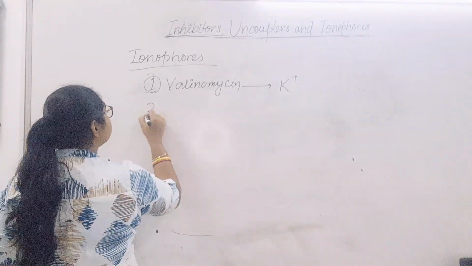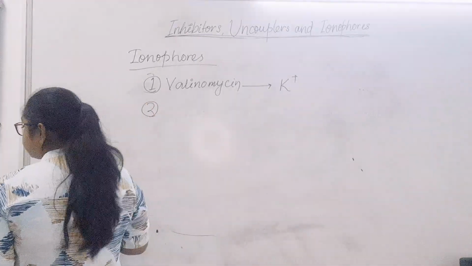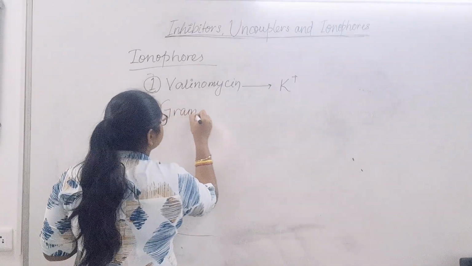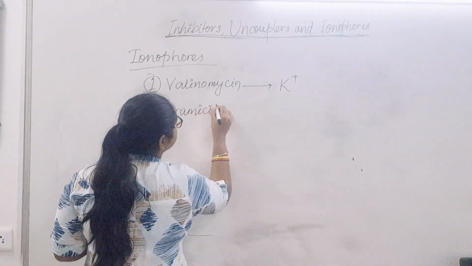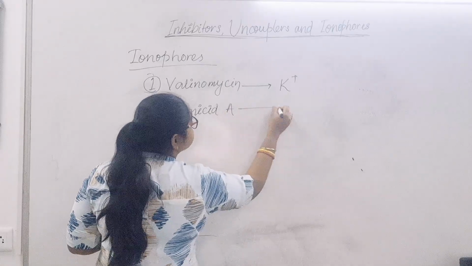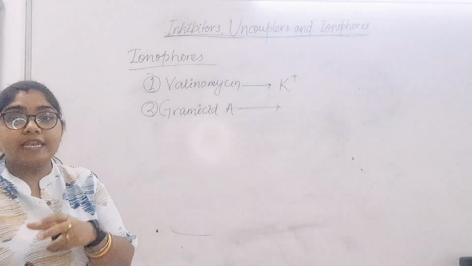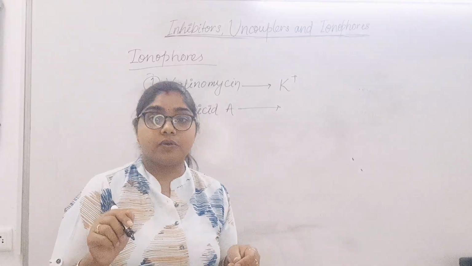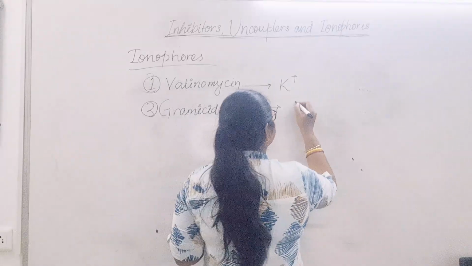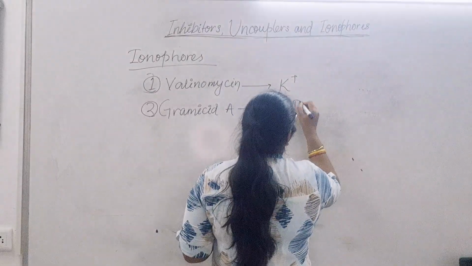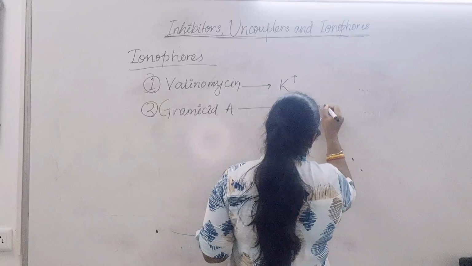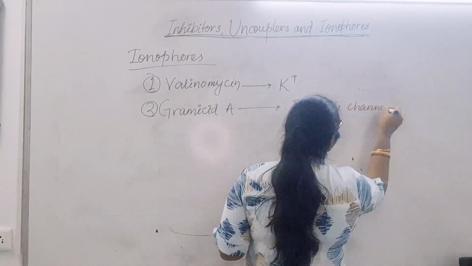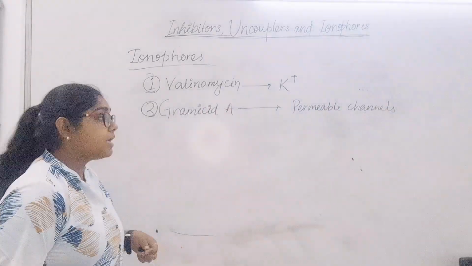Next, another example is gramicidin A. This gramicidin A will create a permeable channel for the movement of various ions. Okay, it creates a permeable channel for movement of various ions.